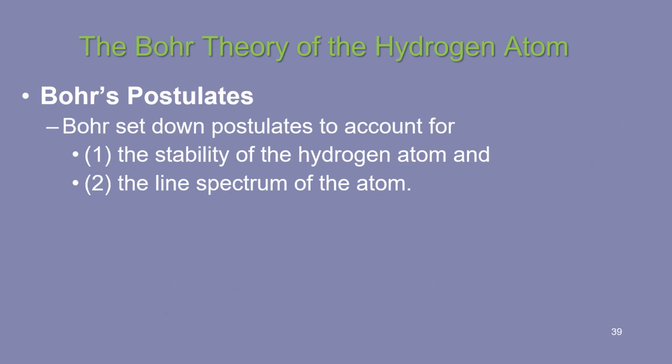So here's what Bohr said. He said, all right, I'm going to set down some postulates, and they are going to explain why the hydrogen atom is stable and how it gives rise to the line spectrum of the atom. So why those 4 lines are the only ones that are visible.